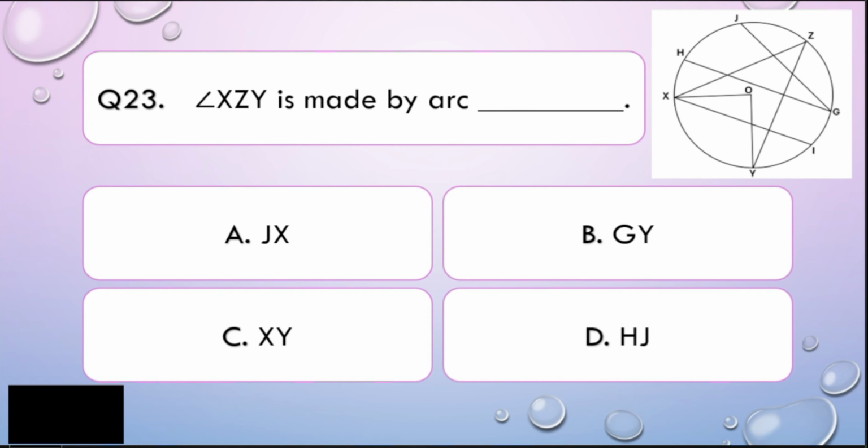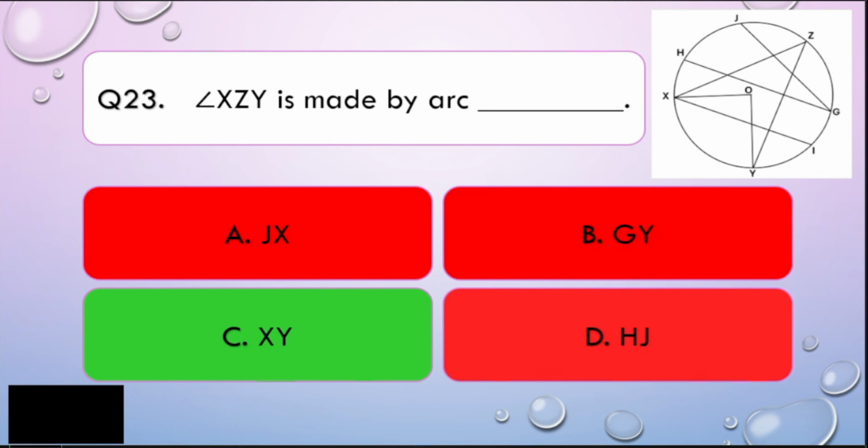Alright, math learners. Now, let us check first, where can we locate the XZY? XZY. Okay, so this is an inscribed angle. Alright, XZY. So this is the one. Okay. Now, it says here it is made by arc blank. Now, knowing about what arc that made that inscribed angle, basically it is talking about the intercepted arc. Okay. So if this is your XZY, the arc that it takes is this one. Okay, so what is that arc? That is arc XY. So the correct answer is letter C. Easy, right? Very easy, my dear math learners.